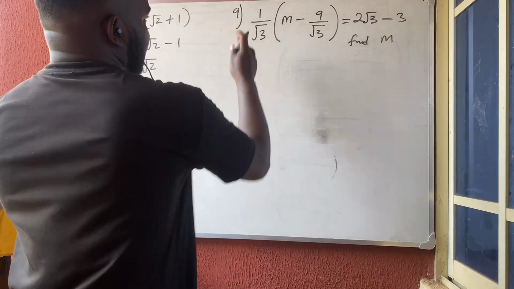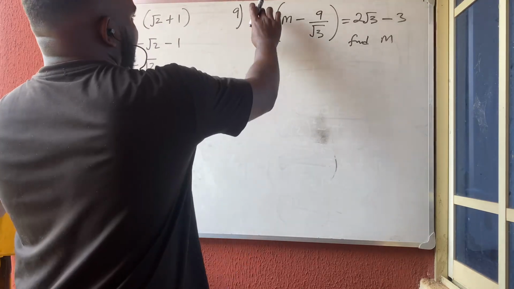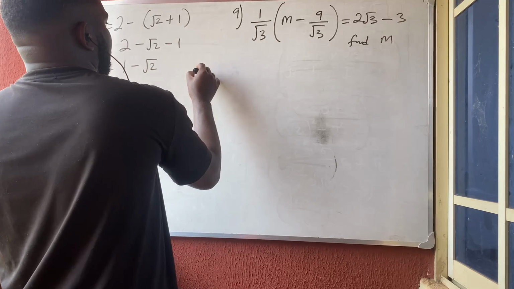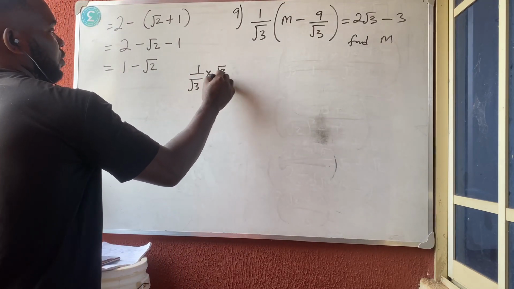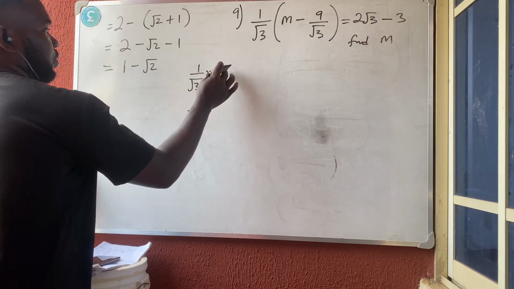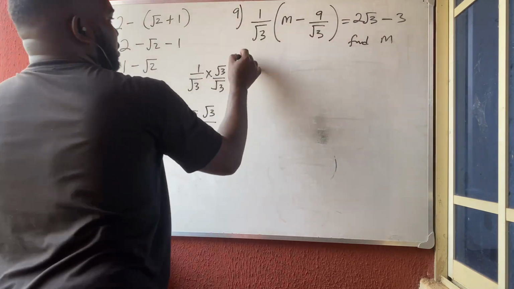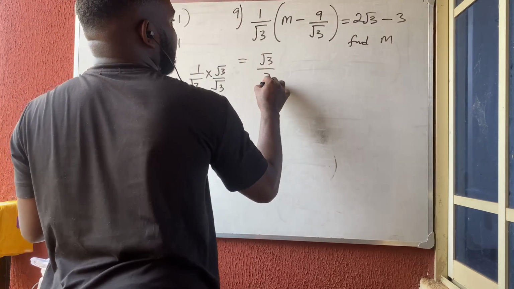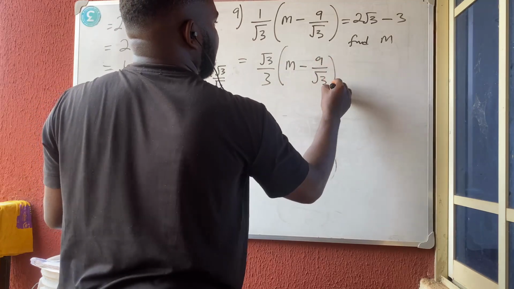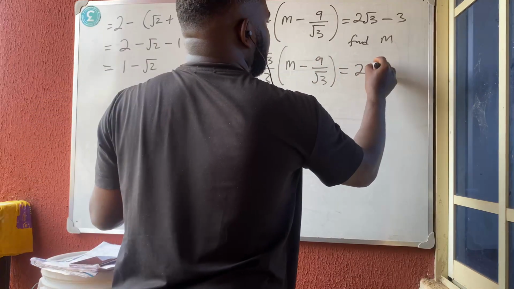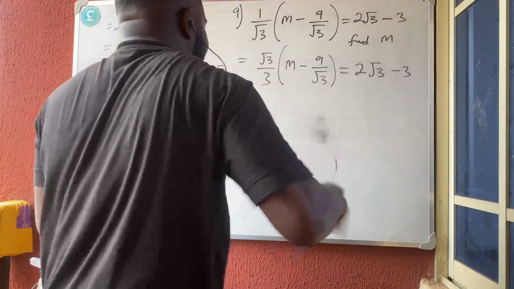Let me rationalize this. If I rationalize this, I'm having 1 over root 3 times root 3 over root 3. So I'm having root 3 times 1, root 3, all over root 3 times root 3, 3. So this thing is the same thing as saying root 3 over 3, bracket, m minus 9 over root 3, okay? And they say it's equal to what? 2 root 3 minus 3. So I'm still working here.